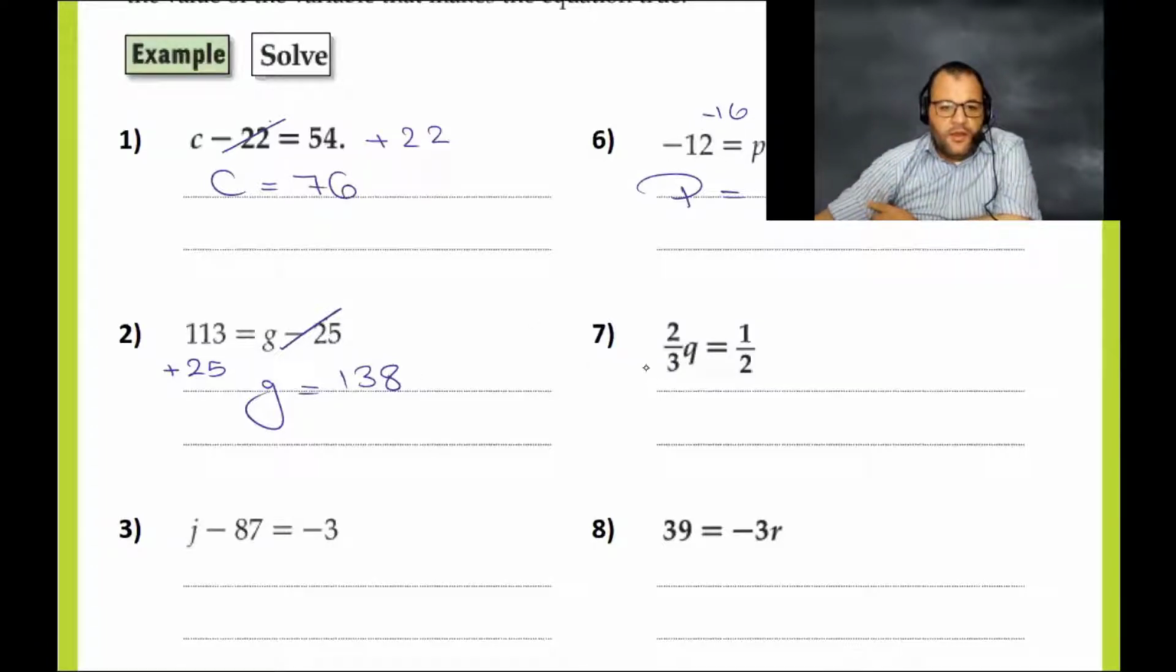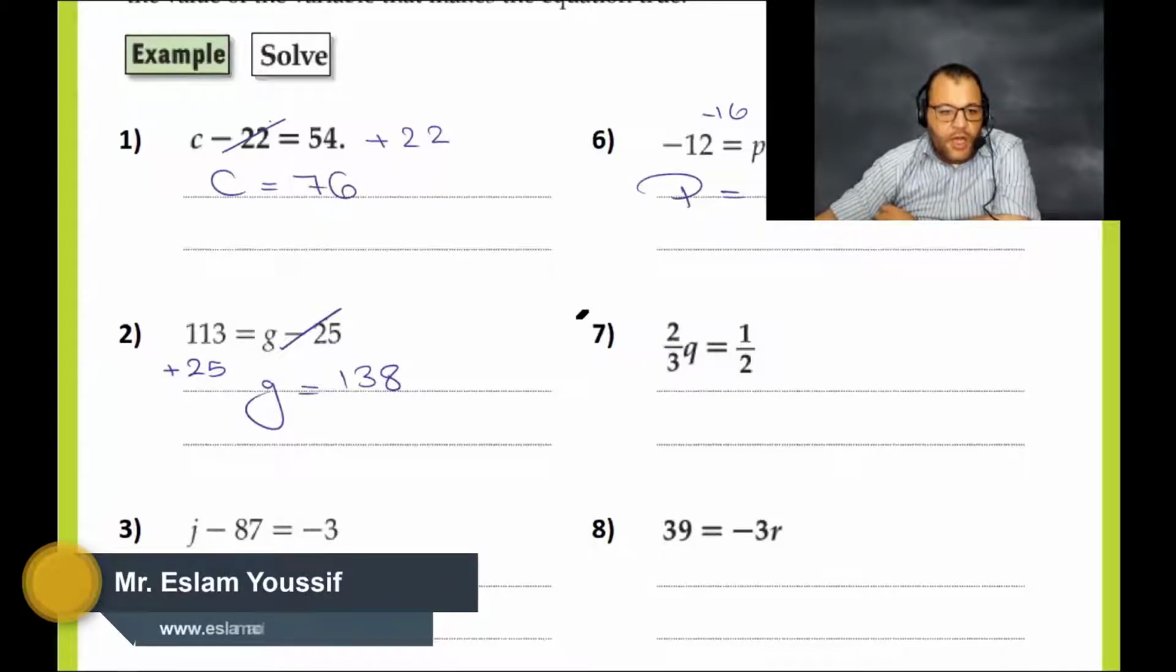Number 7. How do we solve number 7? You can multiply, because that's multiplication. So you have to shift to the other side by division. But because that's a fraction, you can multiply by the reciprocal of the fraction, which is 3 over 2. Any problem for this one? If you didn't understand it, we can explain. Any problem for 1, 6, and 2?